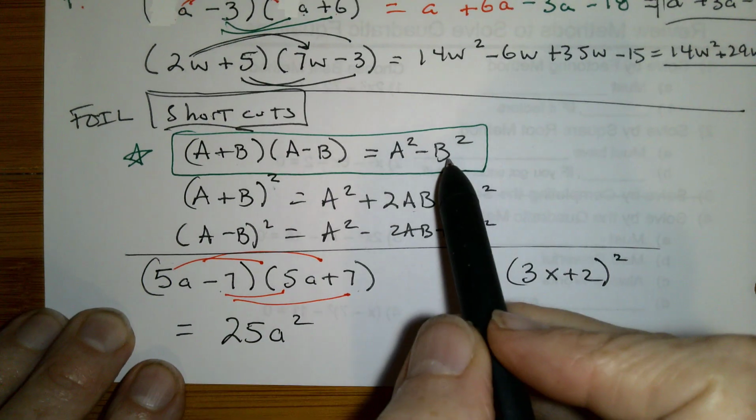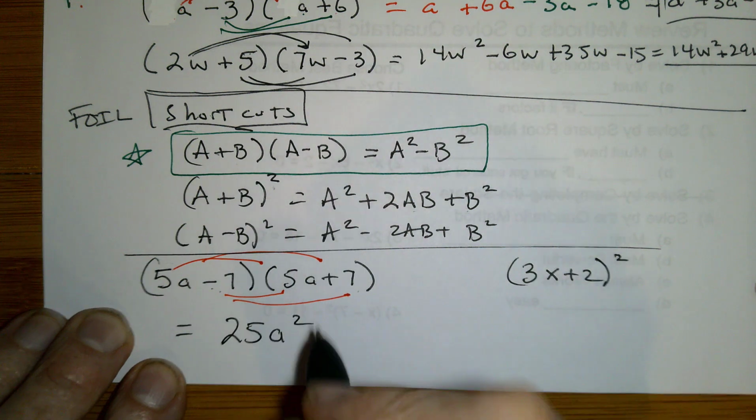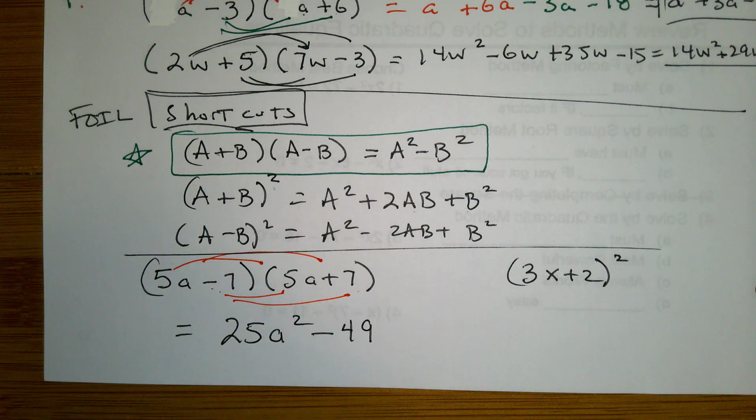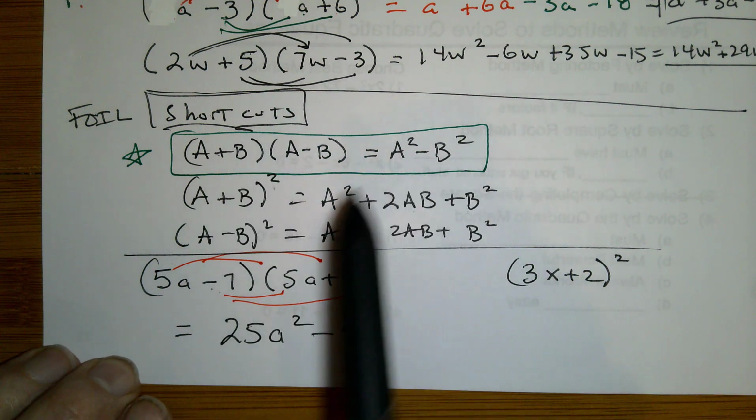The B is the second term. B times B is 7, but it's like a positive 7 times a negative 7. It's negative 49. All done. No arrows, no multiplying, no collecting like terms. Bang, that problem is done. So if you know that formula, it's fast.